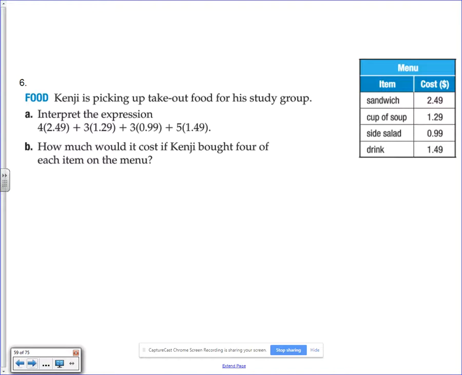How about down here? How much would it cost if Kenji bought 4 of each item on the menu? What would you do?